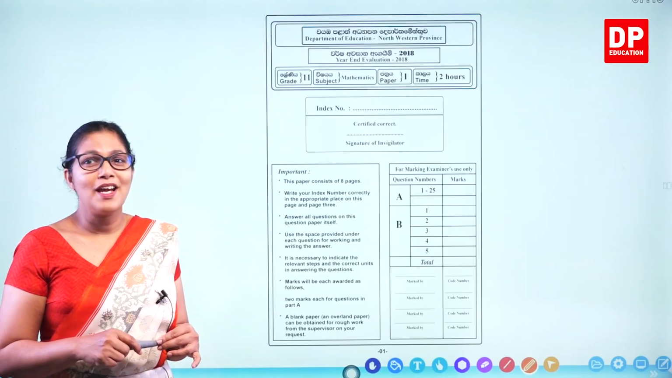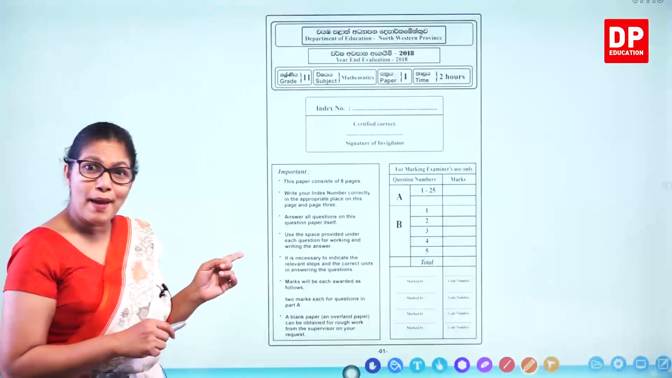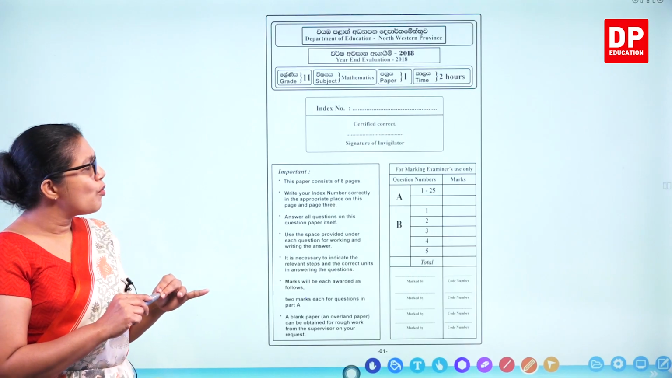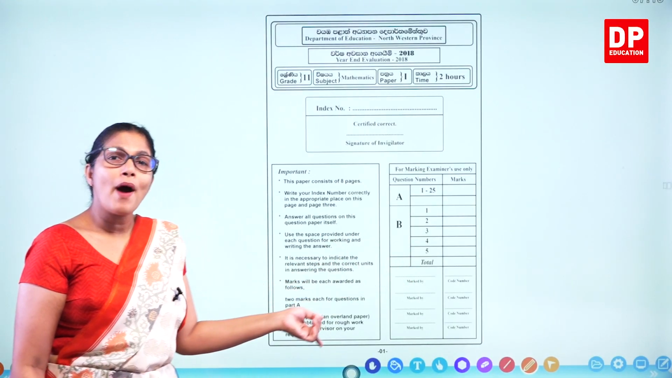Hello students, today I'm going through the End of Year Evaluation 2018, Department of Education, Northwestern Province, Paper 1. This is a 2 hour paper. You get 2 parts. Part A has 25 short questions, and in part B you have to answer 5 questions. So 1 hour for part A and 1 hour for part B.